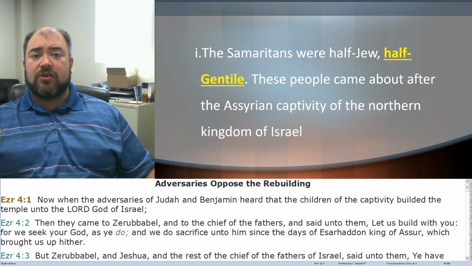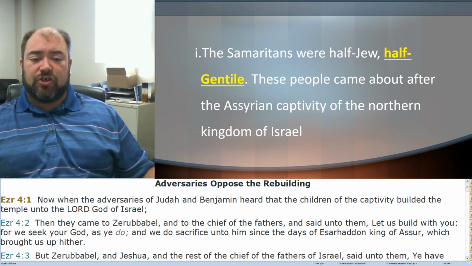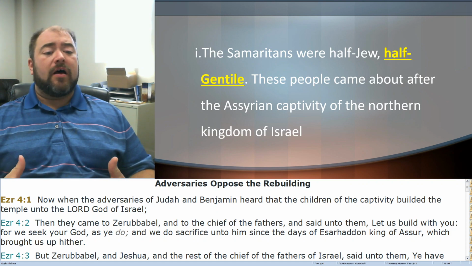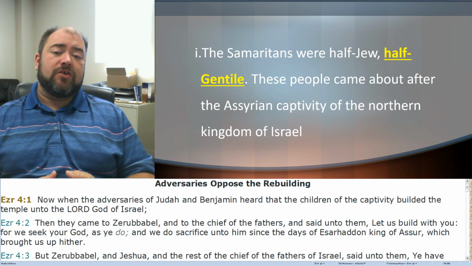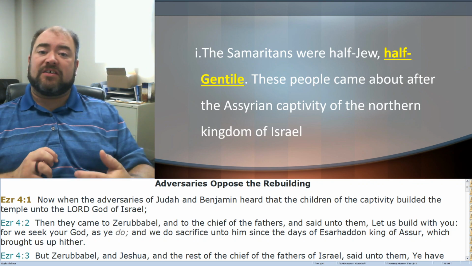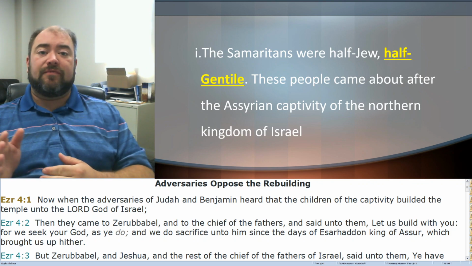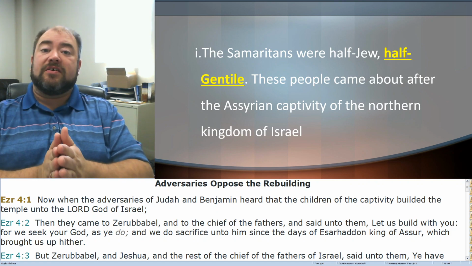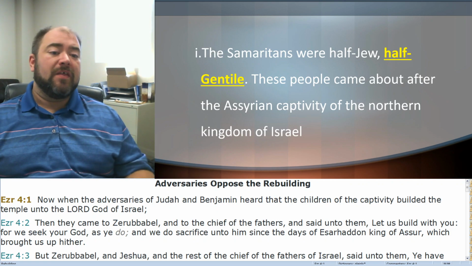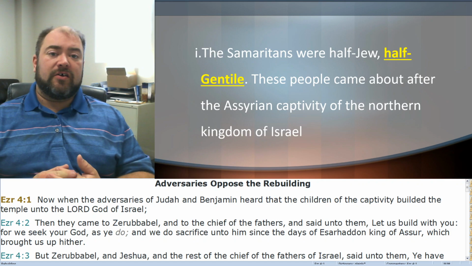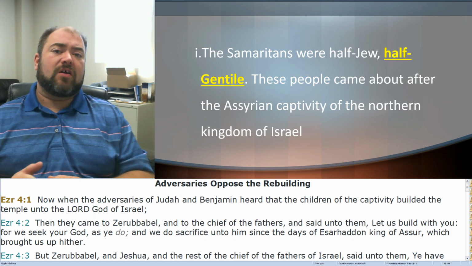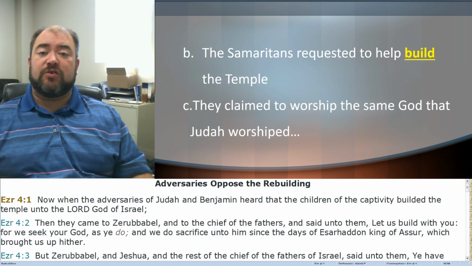The Samaritans, let's understand this first and foremost. They were half Jew and half Gentile. These were the people born out of the Assyrian captivity. When the northern kingdom of Israel was taken captive, they started mixing with the Assyrians, and the children of the Jews and the Assyrians became the Samaritan race. They're the ones that were half Jew and half Gentile. So they did not get along with the Jews of the south. They did not get along with Judah. They did not get along with Benjamin. And so they're causing a lot of problems here. That's who these people were.